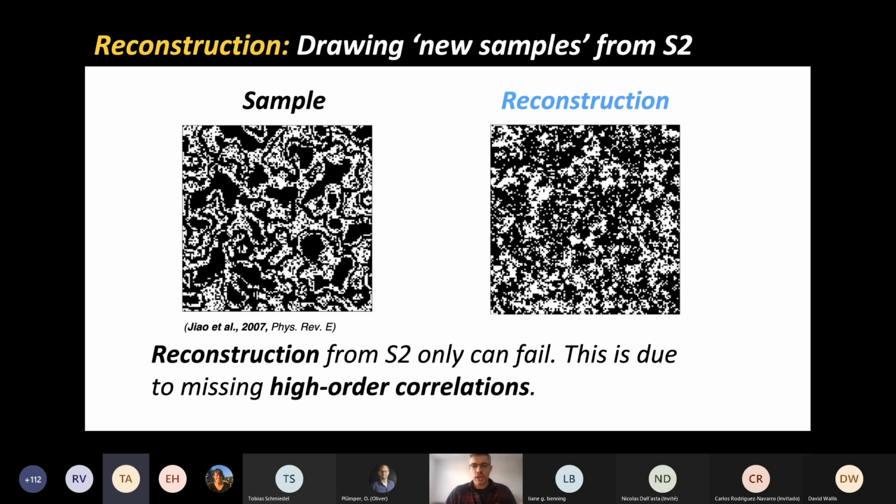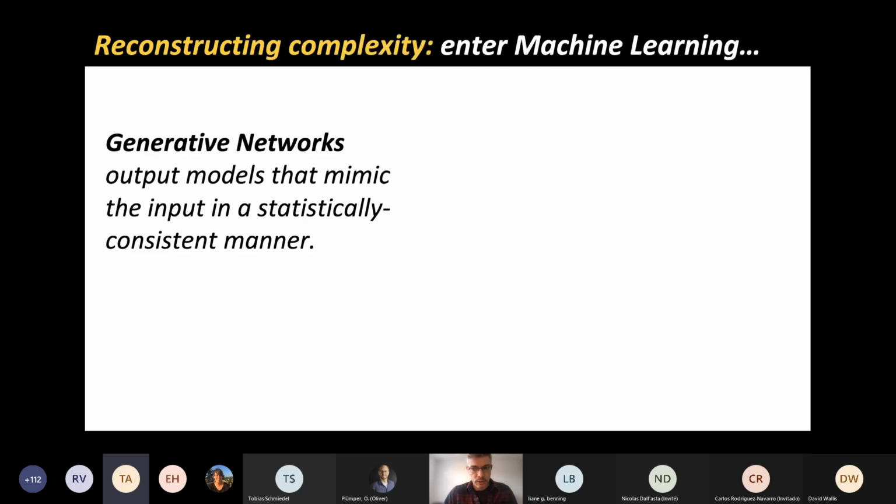And this is where machine learning has come in the past few years. People have asked the question: can we look at very, very complex materials and reconstruct them by means of machine learning? People looked at very wide options for machine learning architectures, and the community more or less converged on the fact that generative networks are good options for this problem.